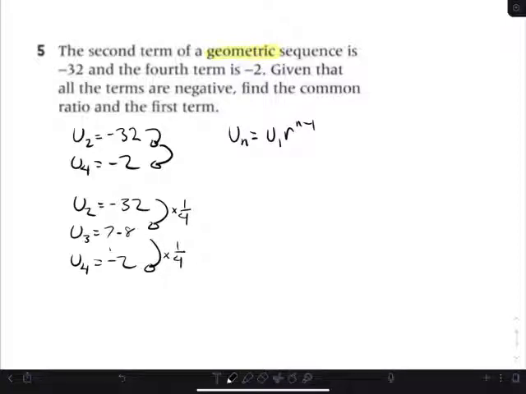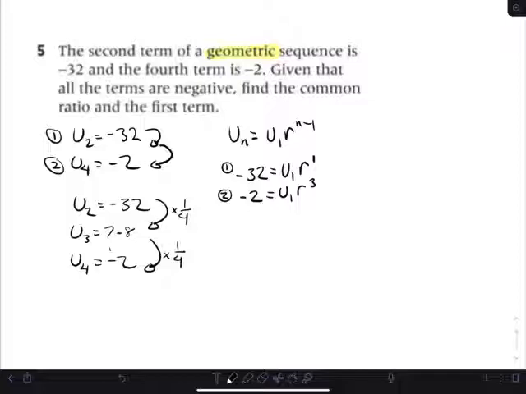Now let's write down. We have 2 bits of information, this one and this one. So if I take the first one, I know that Un is negative 32 when n is 2. I don't know what this is, and I don't know what R is, but I know n is 2, so 2 minus 1 is 1. And the second bit of information is that U4 is equal to negative 2 when n is 4, so that's 4 minus 1, so that's 3. And what you have is 2 equations here with 2 unknowns.